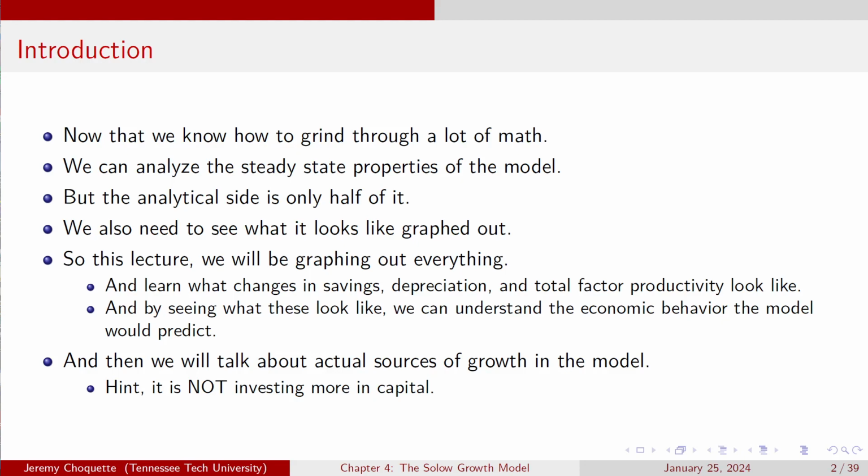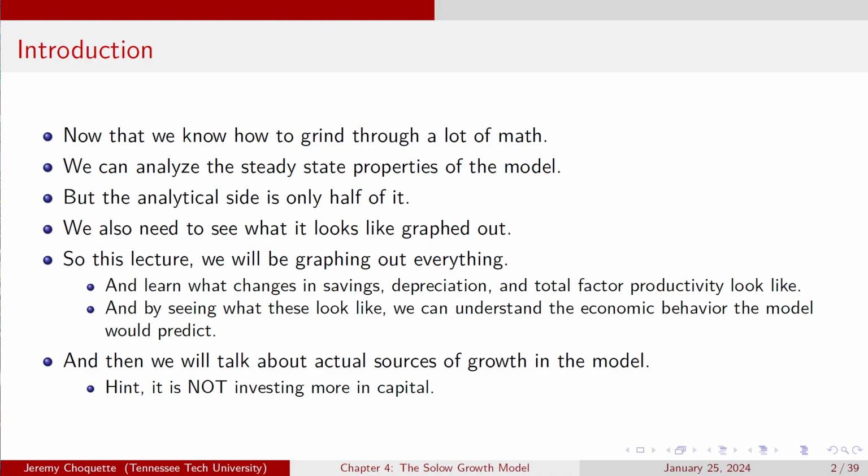Now, we did that analytically last time. We looked at, okay, if steady state capital is a function of, say, savings, total factor productivity, and depreciation, if one increases or decreases, how does that change steady state capital? We looked at all of that already. Now we're going to do the same thing, just graphed out rather than looking at numbers. We're going to see what changes in savings, depreciation, and total factor productivity look like. And from there, we'll discuss what the sources of growth are in the model.